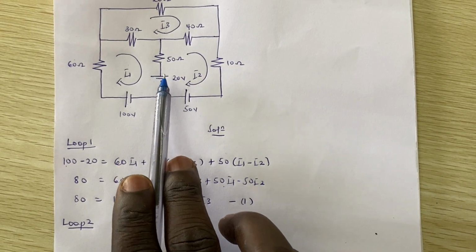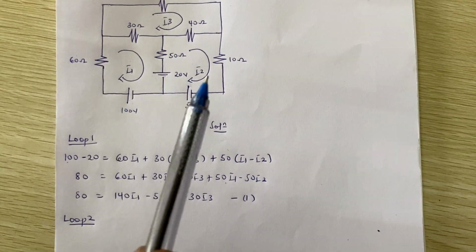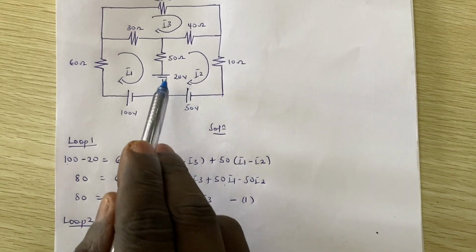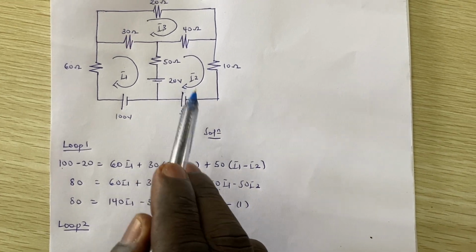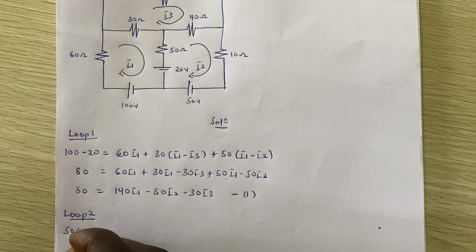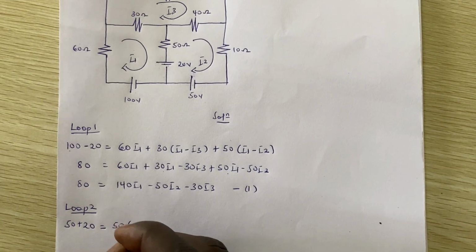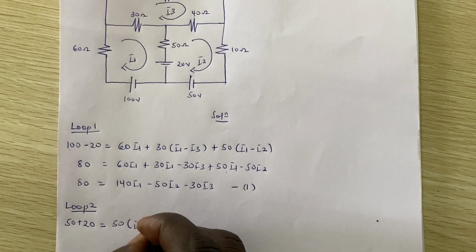So the production of current based on these two is taking the same route, the same direction. So instead of subtracting these two, we can now add them because they are not opposing each other. They are going in the same way. So here we are getting 50 plus 20 is equal to 50 into bracket I2 minus I1.